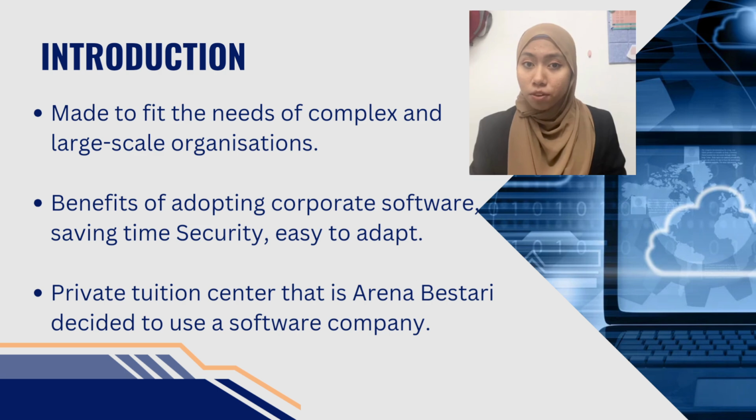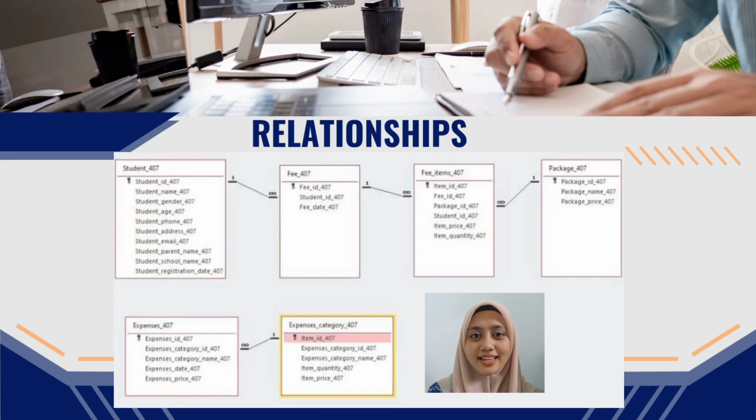The data includes information on bills such as salaries, utilities, and rent. Here there are two parts of the relationship, which are fees and expenses. For the relationship for fees, starting with student and fee, the relationship is student ID. Then the relationship between fee and fee item is fee ID. Finally, the relationship between the fee item and the package is the package ID. So this is the relationship for fees. Next, the relationship for expenses and expenses category is the expenses category ID.